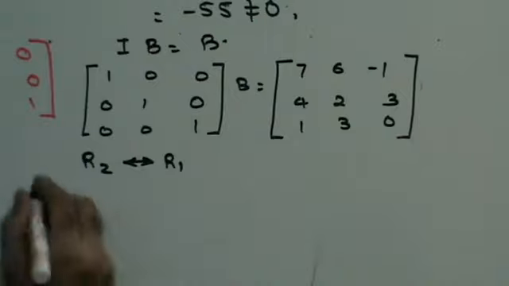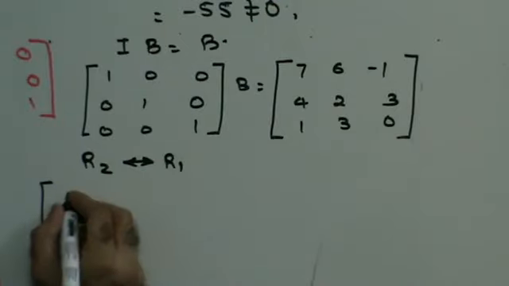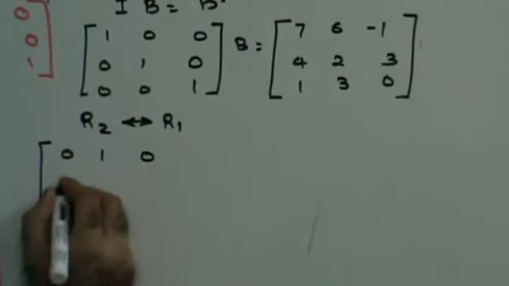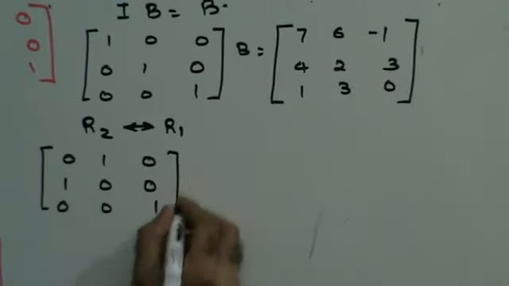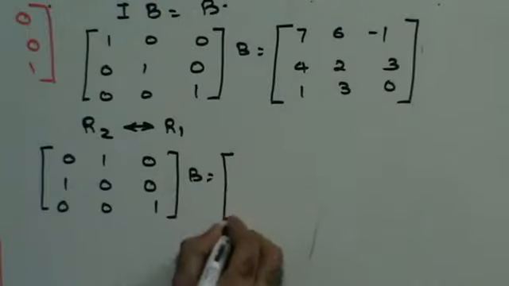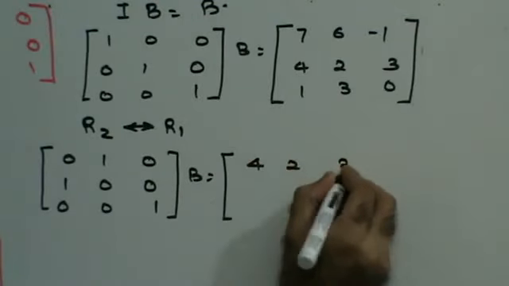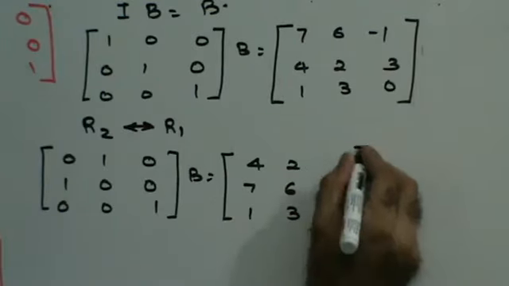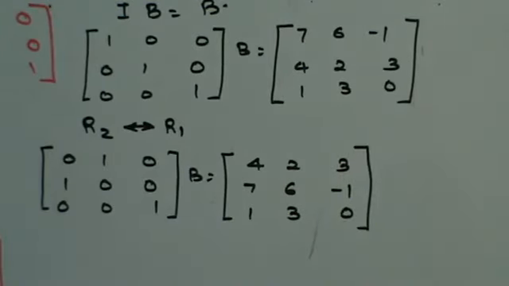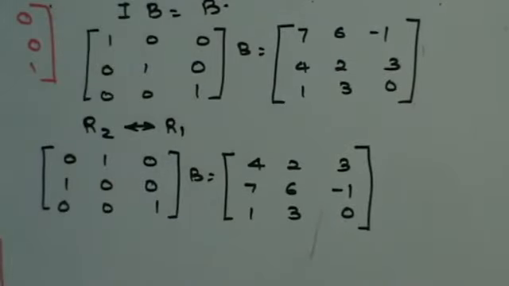Interchange R2 and R1. If I interchange R2 and R1, I'll get 0 1 0, 1 0 0, 0 0 1 into B is 4 2 3, 7 6 minus 1, 1 3 0, right? Now, again let's look at the sum.